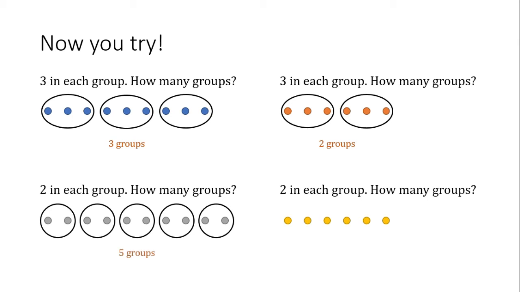5 groups. And on the bottom right, we have 6 dots, and we're going to again put 2 in each group. How many groups can we have? Just draw those circles. 1, 2, 3. 3 groups.